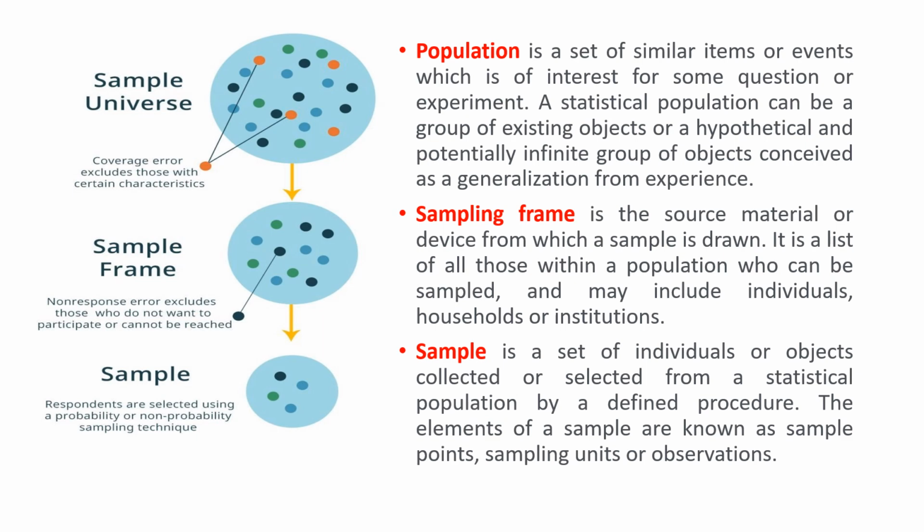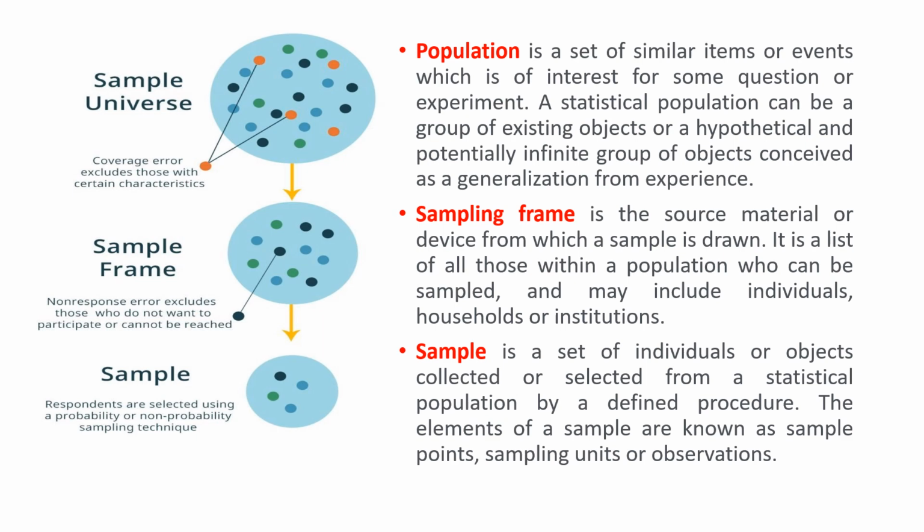Now is the sampling frame, the next round. It is the source material or device from which a sample is drawn. It is a list of all those within a population who can be sampled and may include individuals, households, or institutions. And sample is the final round, which is a set of individuals or objects collected or selected from a statistical population by a defined procedure. The elements of a sample are known as the sample points, sampling units, or observations.